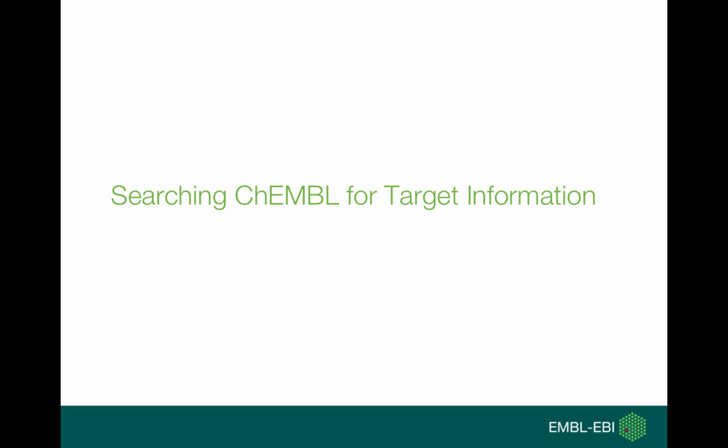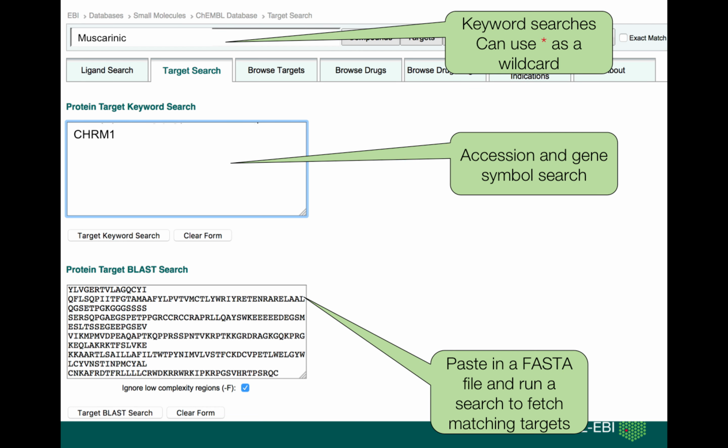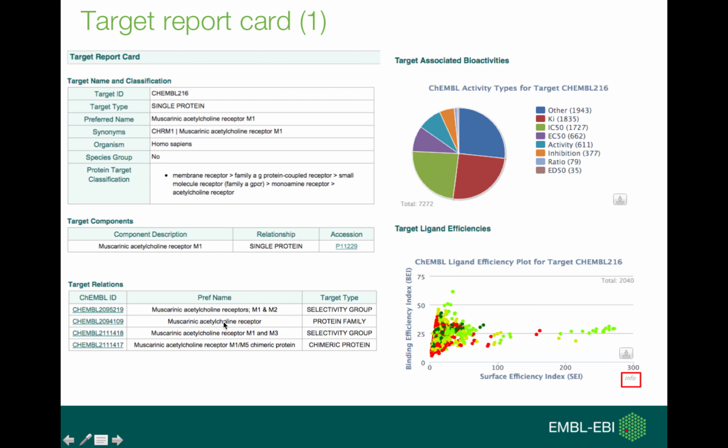On the other hand, if you wanted to come into ChEMBL and you had a target that you were working on and you wanted to get target-specific information, similarly to the compounds, you could search using a keyword, such as muscarinic in the top bar, or you could use an accession or gene symbol on the keyword search tab in the middle of the page, or you could come in with a FASTA sequence, enter your sequence in, and then perform a BLAST search.